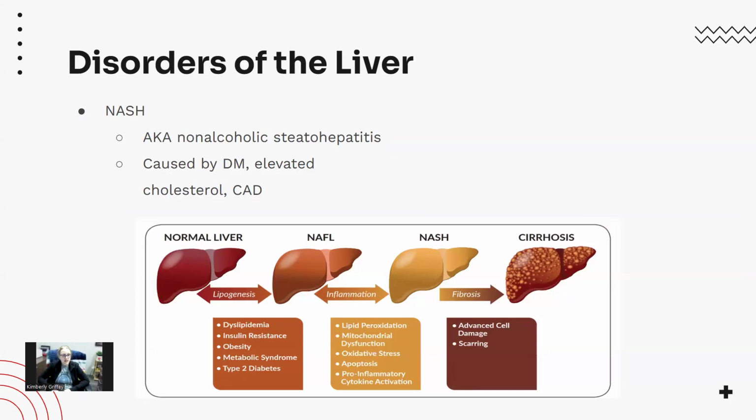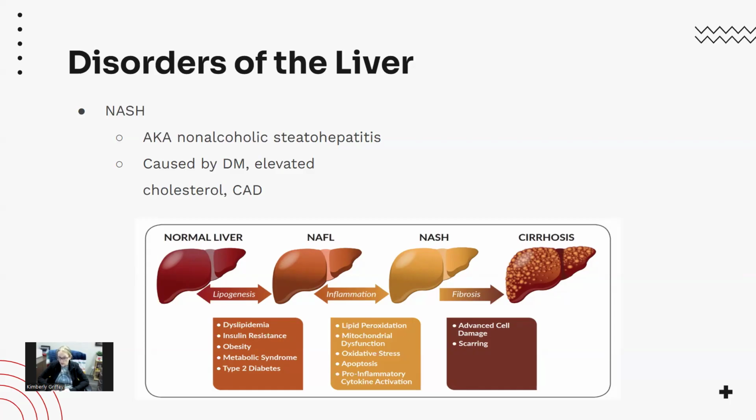Then there is NASH. This type is not related to fat buildup from alcoholism, but more specifically from diabetes, metabolic syndrome, anything that causes increased fat production in the liver. So this is technically considered non-alcoholic fatty liver disease. That's what NASH stands for.